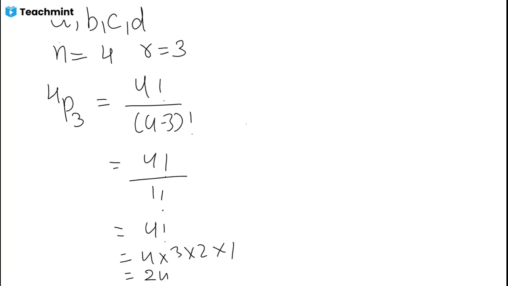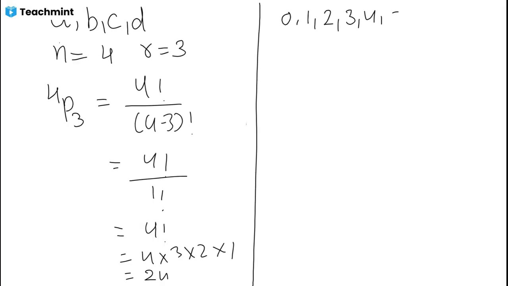Let us do one question. How many five-digit telephone numbers can be constructed using the digits 0 to 9? So we have digits 0 to 9, we have 10 digits, obviously. We need to form telephone numbers by using five digits. So here n is 10, r is 5.